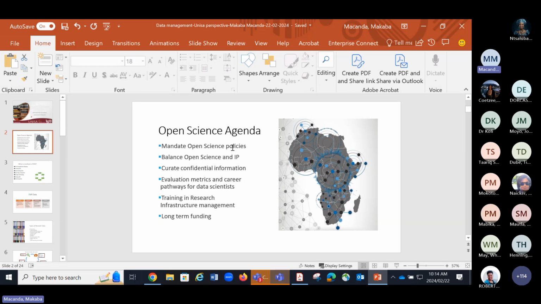These are the open science agendas, the mandate for open science policies, so that we get a balanced open science and intellectual property, and we are curating confidential information. One thing I forgot to mention is, as you are submitting your data sets to us, make sure that the data is as usable as possible and fully anonymized, so that it does not identify the subject participants, and that it is compliant with the POPIA Act. Also included are evaluation of metrics and career pathways for data scientists, training and research infrastructure management. Also, it ensures the long-term funding.